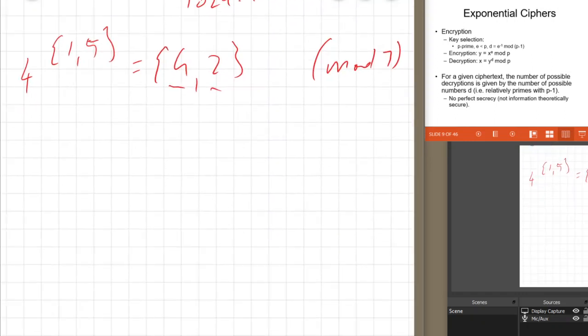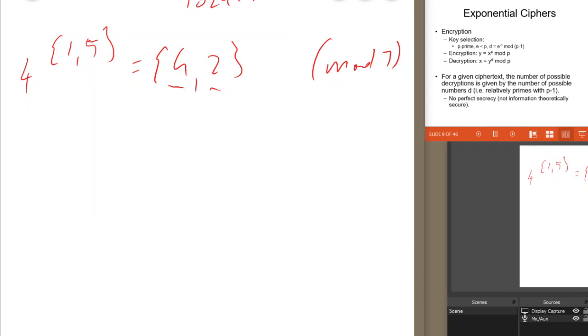Okay, let's take another example. If the prime was, let's say, 11, then e would be one of the numbers that are relatively prime to 11 minus 1, which is 10. They are 1, 2, 3, 4 is not relatively prime with 10, 5 is not relatively prime, 6 is not, 7, 8 is not, 9.